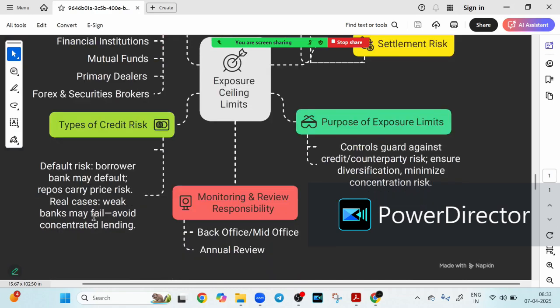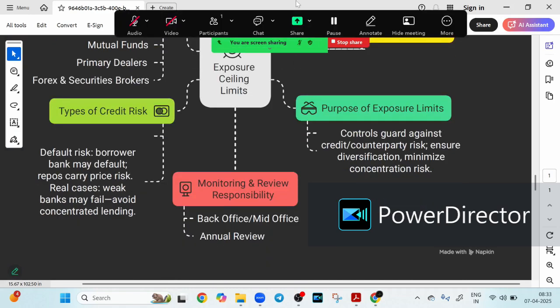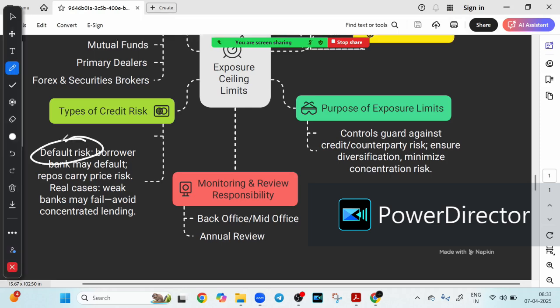Second thing is types of credit risk, very, very important. Credit risk is not one dimensional. Rather, it includes default risk. Default risk is one part of credit risk, which means the borrower bank might fail. Another kind of credit risk is called price risk.